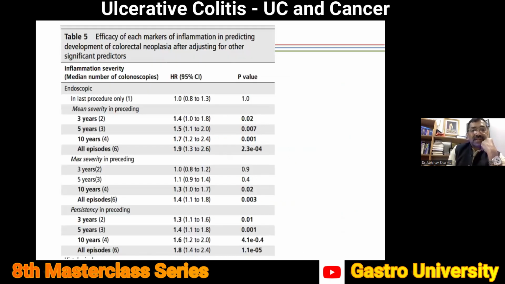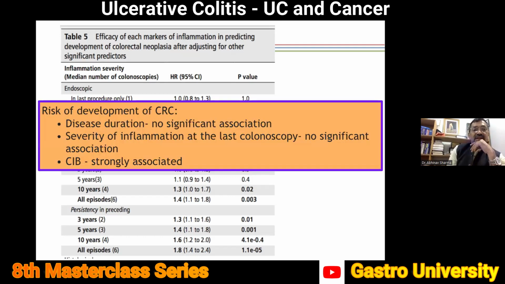Now, this analysis also showed that this is not related to one-time severity or maximum severity at the last colonoscopy, but this is persistence of inflammation. Persistent inflammation will lead to colorectal cancer. So risk of development of colorectal cancer is strongly associated with cumulative inflammatory burden rather than simply disease duration, or rather than simply severity of inflammation at the last colonoscopy. So we don't have to see the snapshot. We have to see the whole video, the complete duration of disease, how much inflammation has been there in the colon, and that is associated with risk of colorectal cancer.